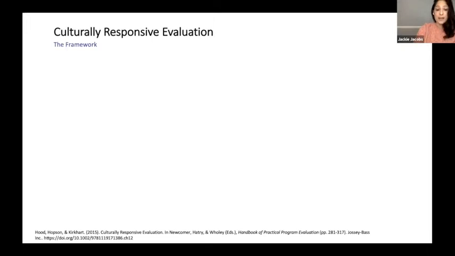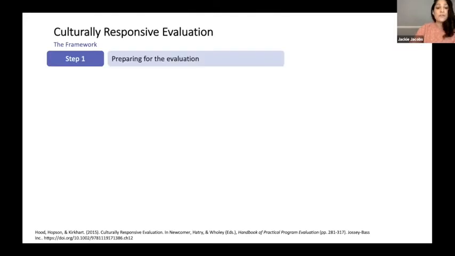Similar to equitable evaluation, done well, culturally responsive evaluation brings balance and equity to evaluation practices. There are 9 key steps in the culturally responsive evaluation framework. First, prepare the evaluation by becoming educated on the community and the context within which you're doing the evaluation.